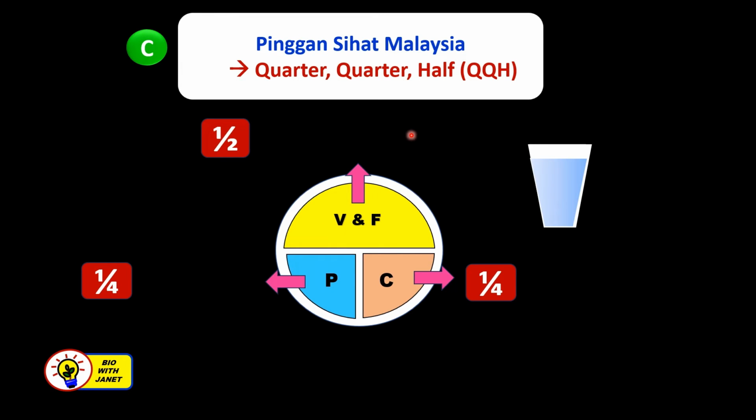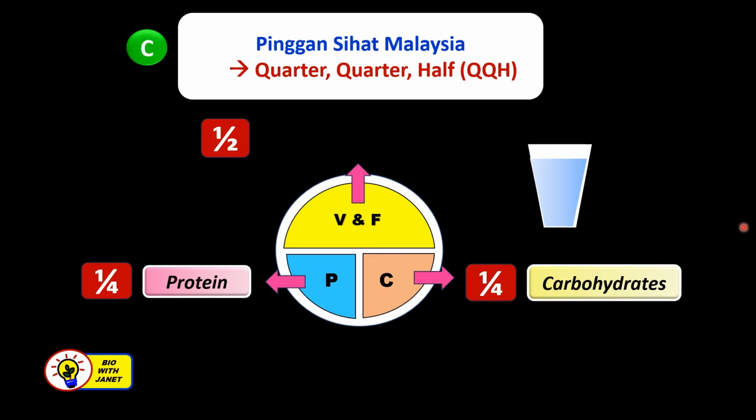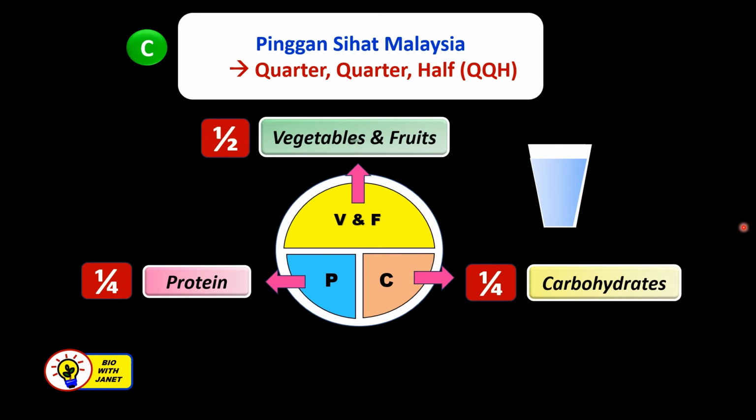So next we come to Pinggan Sihat Malaysia, or the Malaysian Healthy Plate. And the code here, or the important phrase, is quarter, quarter, half, QQH. Okay, let's see what QQH is. Now it means that if we have a 9 or 10 inch in diameter plate, quite a big plate, a dinner plate, then we should fill a quarter of the plate with proteins, a quarter of the plate with carbohydrates, and half the plate with vegetables and fruits, as seen here.